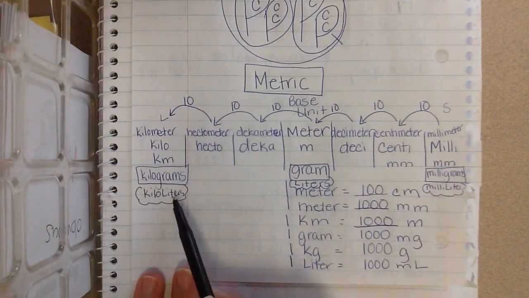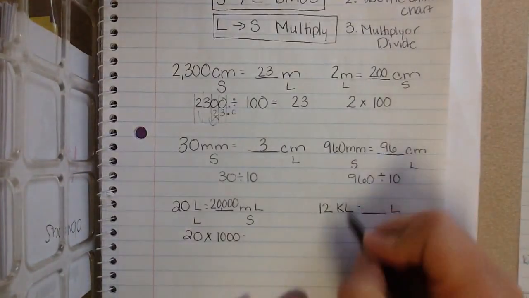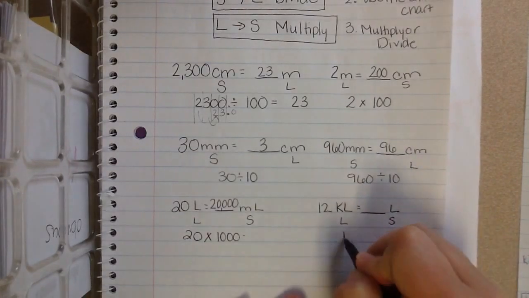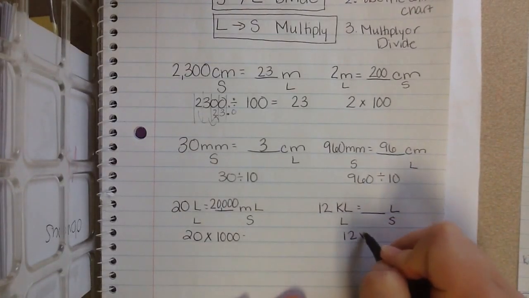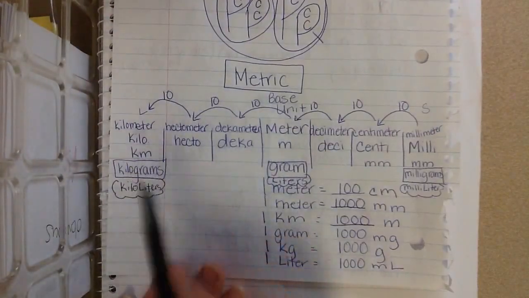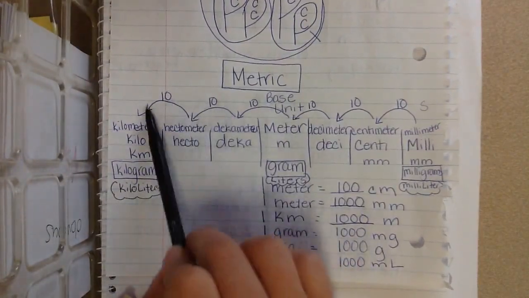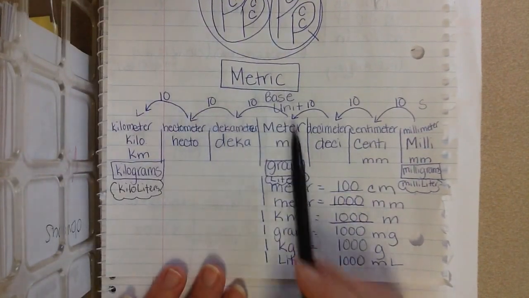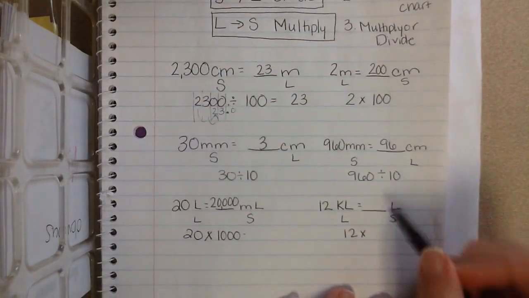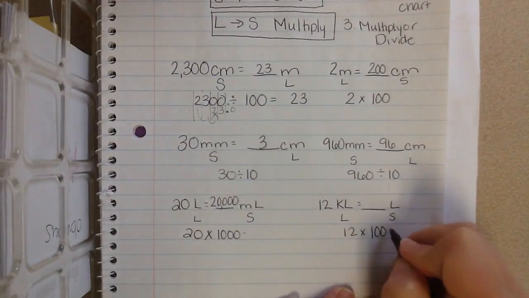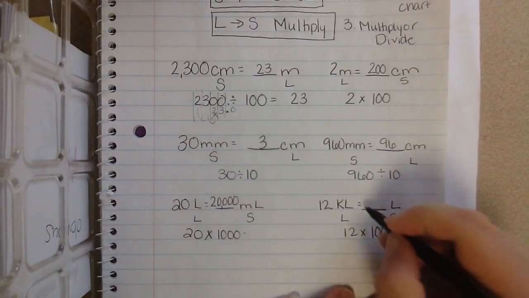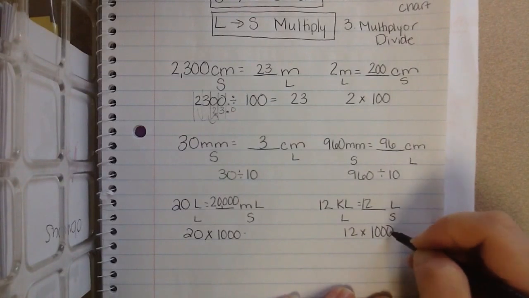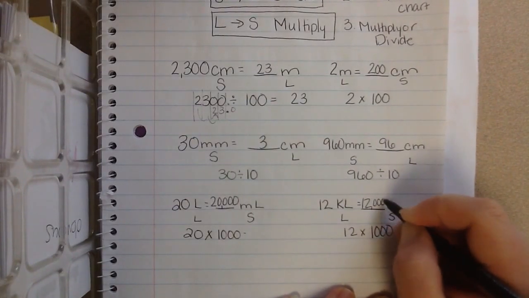Kiloliters to liters. Kiloliters is a larger measurement, liters is a smaller measurement. When I'm going from larger to smaller, I multiply. Let's look at how many of the smaller fit into the larger. 1, 2, 3. 10 times 10 times 10. 3 moves, 3 zeros. 12 times 1 is 12. How many zeros? 1, 2, 3.